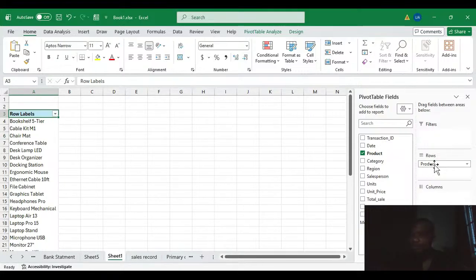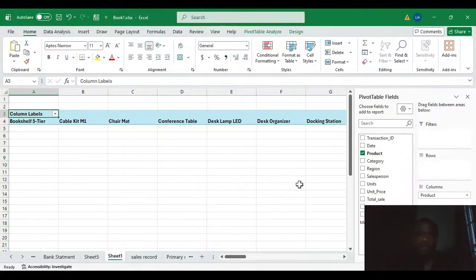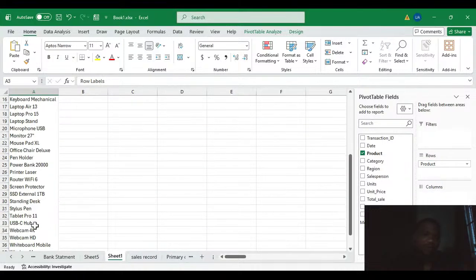Now, you'll be wondering, why not just move the products to column? Well, you can move the product to column, but you are not going to be getting your values arranged like this. For example, if I move this here, it's going to be this other way. So I think this option is the best you can make use of to have your values here.